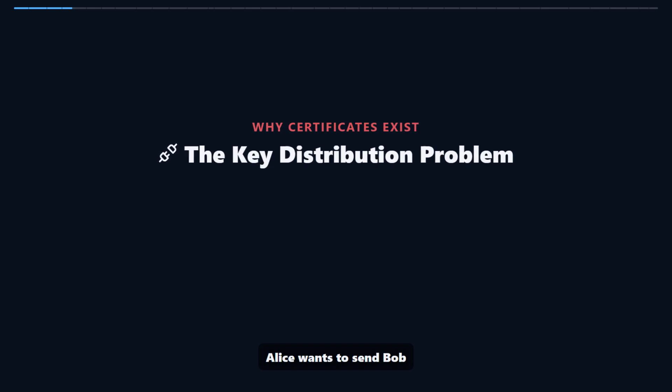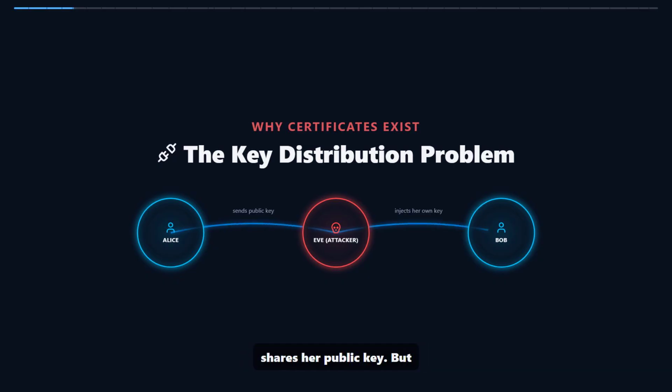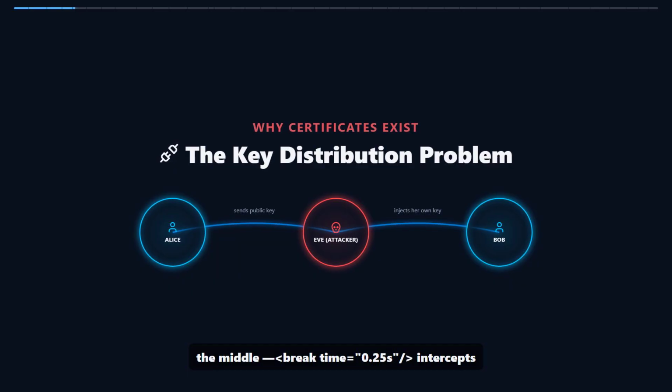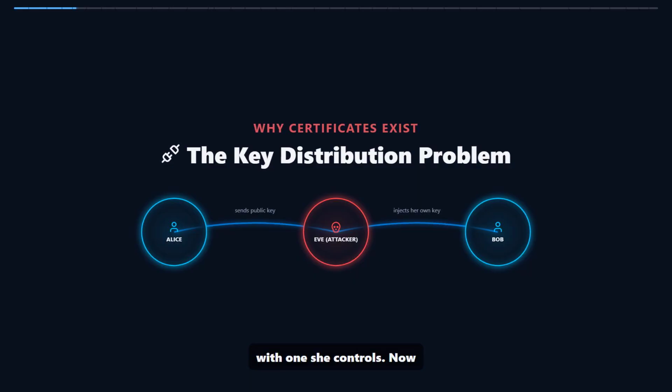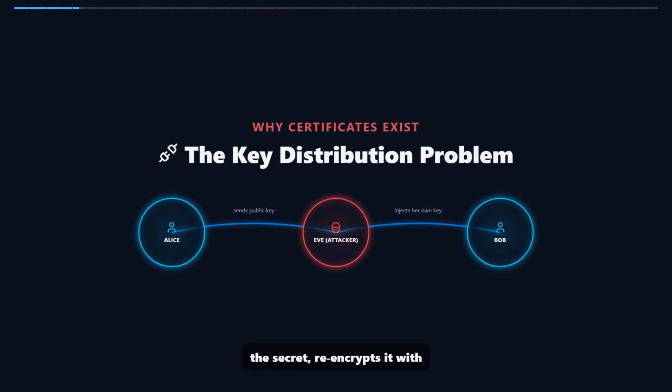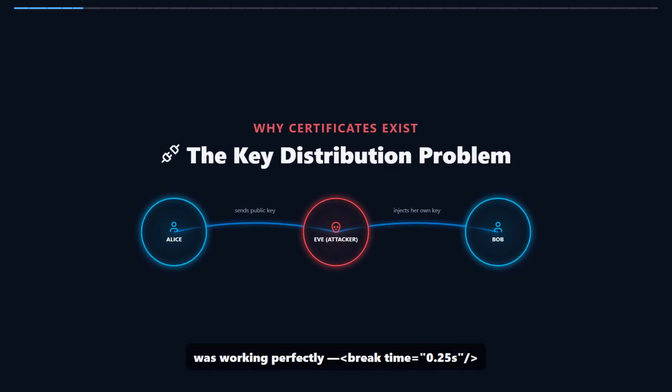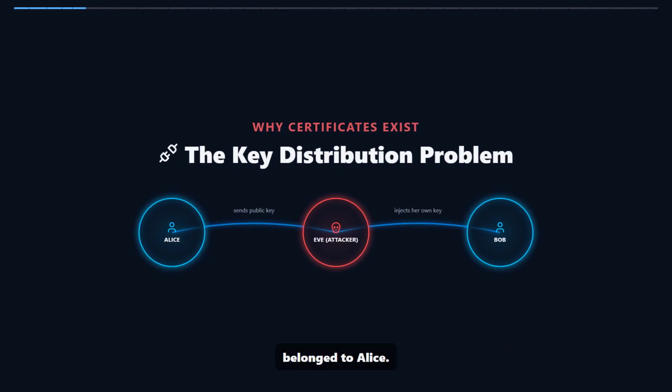Alice wants to send Bob an encrypted message, so she shares her public key. But Eve, sitting in the middle, intercepts that key and swaps it with one she controls. Now Bob encrypts data with Eve's key. Eve decrypts it, reads the secret, re-encrypts it with Alice's real key, and forwards it. Neither Alice nor Bob realizes anything is wrong. Encryption was working perfectly. The problem was never the math. It was that nobody could prove the key actually belonged to Alice.